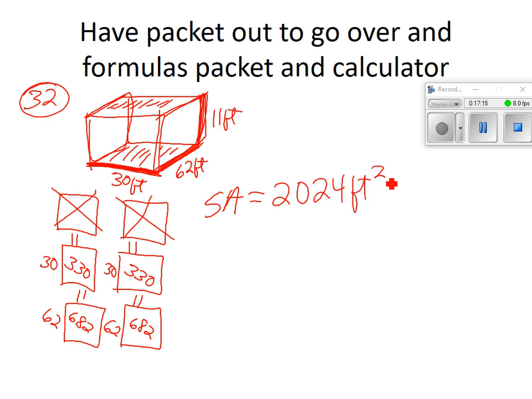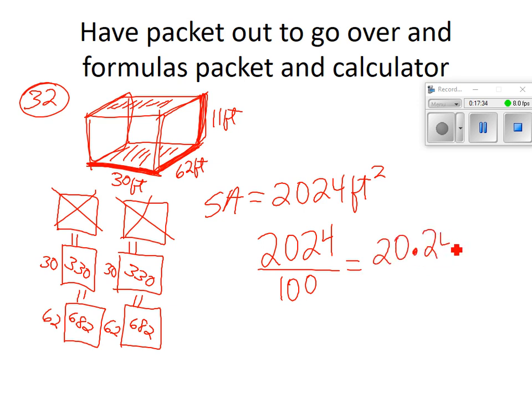Now, is that our answer? No, they wanna know how many boxes. So what Owen's saying is 2024 divided by how much is in a box? 100 square feet. So how many boxes do we need? 20.24, that's a horrible answer, because you're not gonna go out to Lowe's or Menards and say, I need 20.24 boxes of siding. So you need 21 boxes.